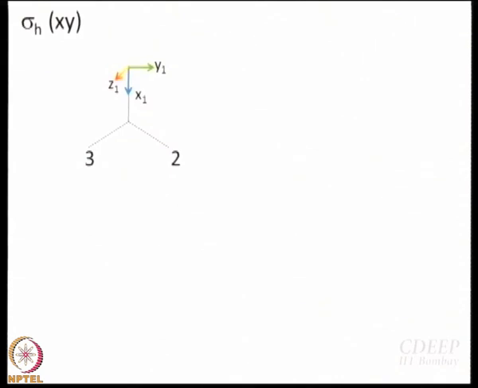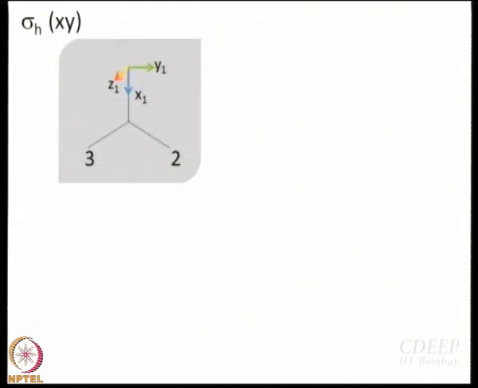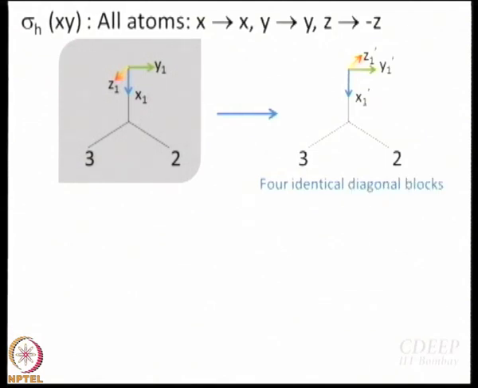It is very simple. So tell me what will happen if I apply sigma h xy, when I apply that, what will happen to x1, what will happen to y1, what will happen to z1? x1 and y1 remain the same, z1 changes sign. So if I apply this sigma, this is what I get. And the same would hold for 2 and 3 and 4. So we are going to have 4 identical blocks along the diagonal. What will be each block? Tell me now. 1 0 0, 0 1 0, 0 0 minus 1.